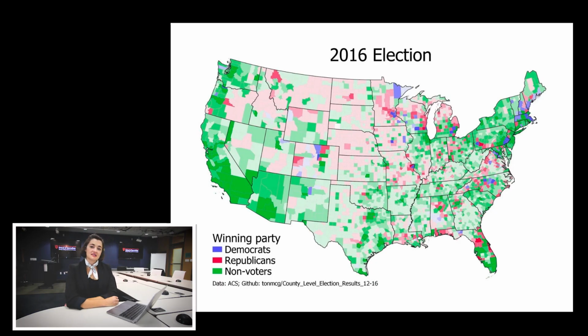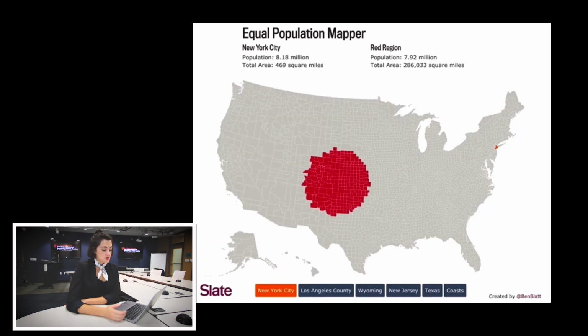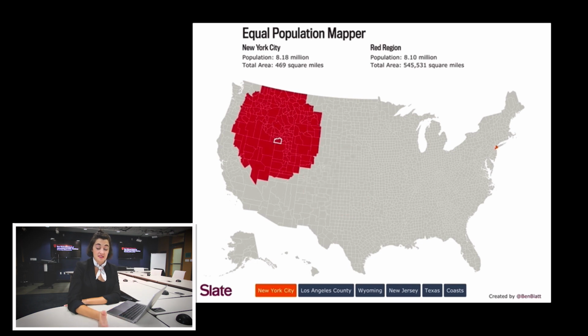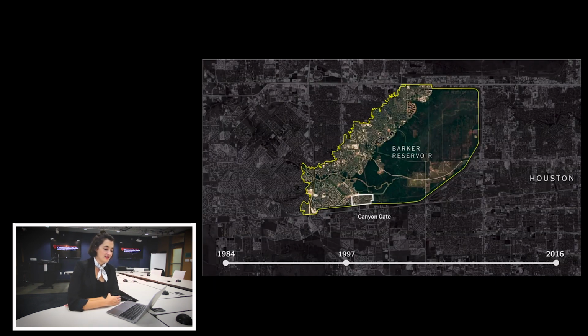Good geographic analysis can be as simple as displaying data in a way that's not normally considered, such as this choropleth map that shows areas where people who didn't vote outnumber those who did. Or this interactive map from Slate, which puts population density into perspective by showing how many sparsely populated areas it takes to equal New York City or Texas. But that's just the beginning.